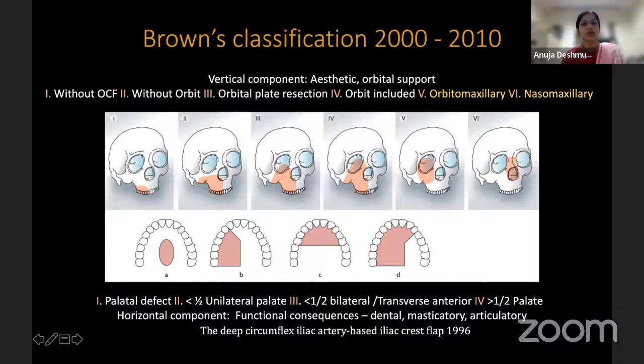So this is the vertical component of it. The other 4 are basically the palatal defects. These are the horizontal defects, which have functional consequences, and the dental, masticatory, and articulatory points are very important when you have to document the horizontal component. So you have only palatal defect, less than a half unilateral palate involved, less than a half bilateral but transverse anteriorly, and more than a half of the palate involved. This is the classification which is very popular and what we follow.